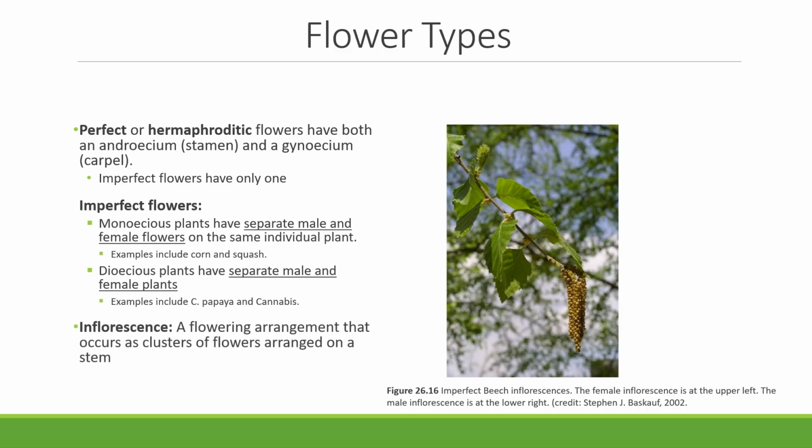Many plants also produce inflorescences. These are clusters of many small flowers arranged together on a single stem. The photograph on this slide shows imperfect beech inflorescences, with the female cluster at the upper left and the male cluster at the lower right. This arrangement is common in wind-pollinated trees and can help us understand why some species separate the sexes spatially.